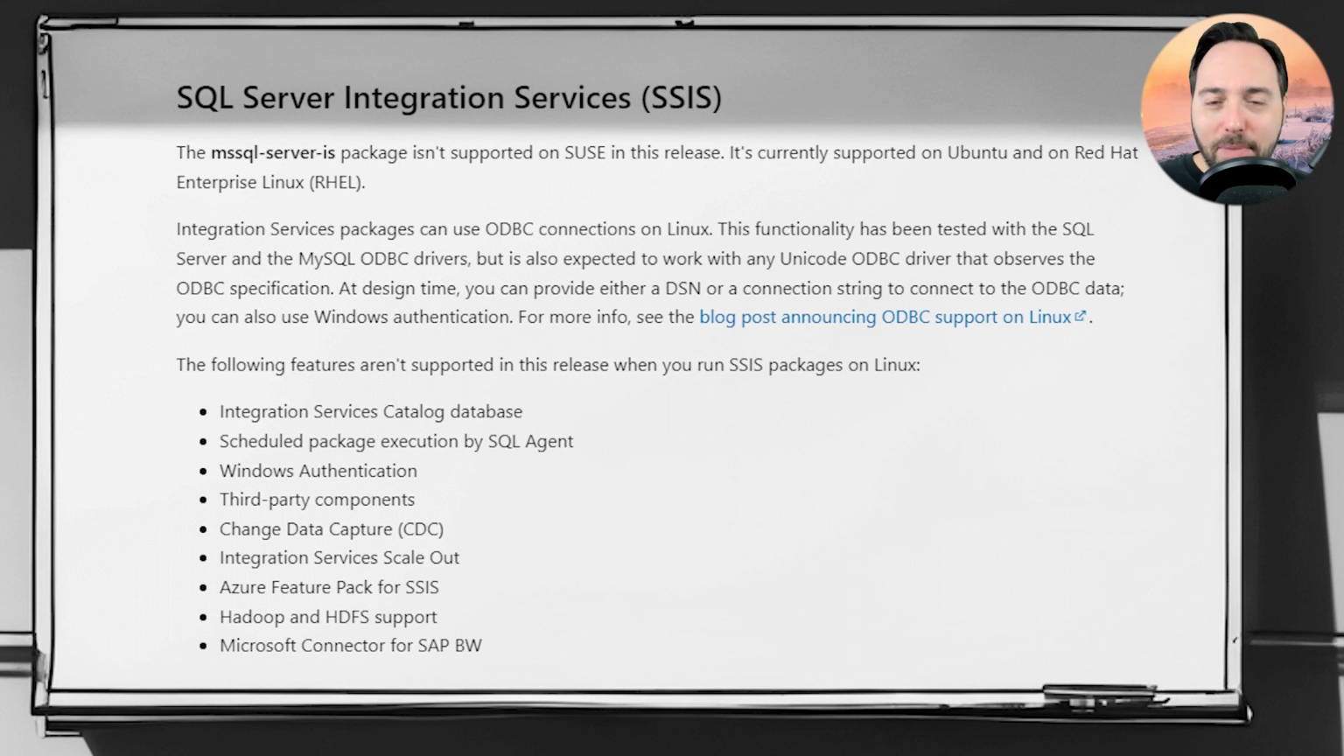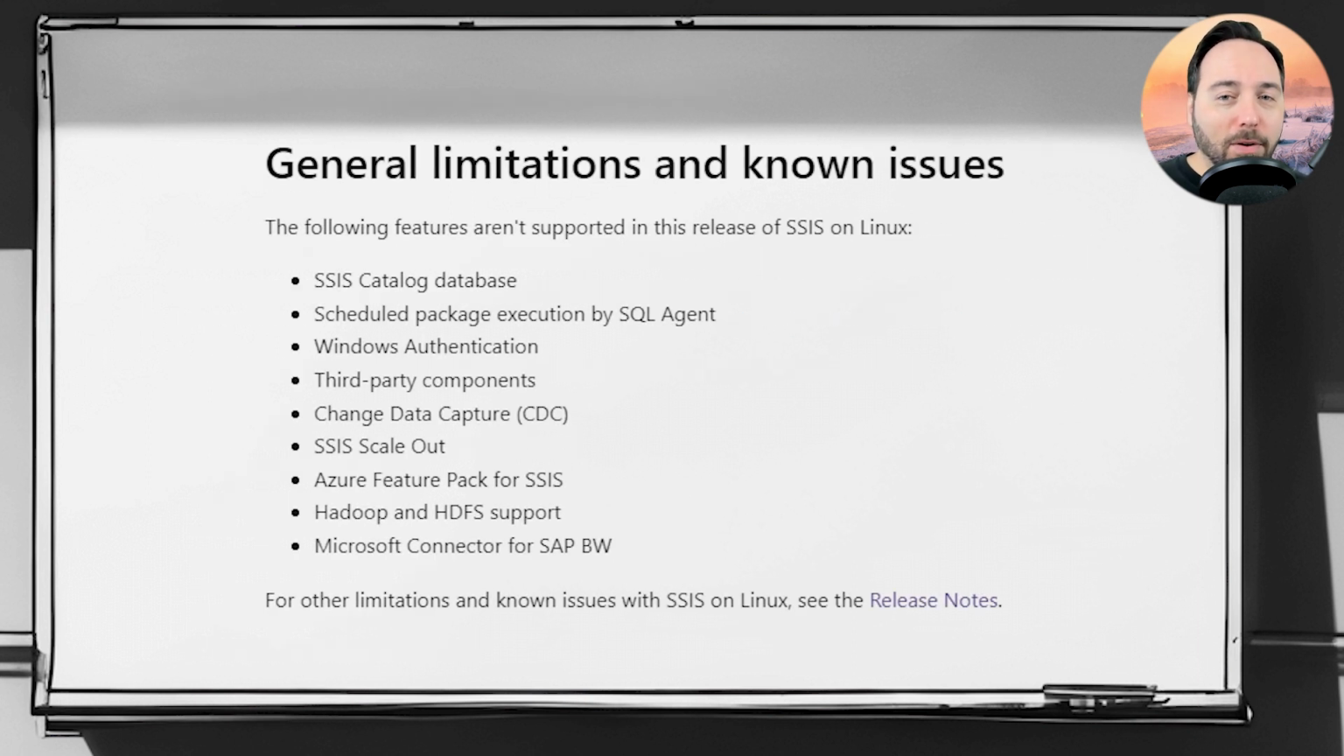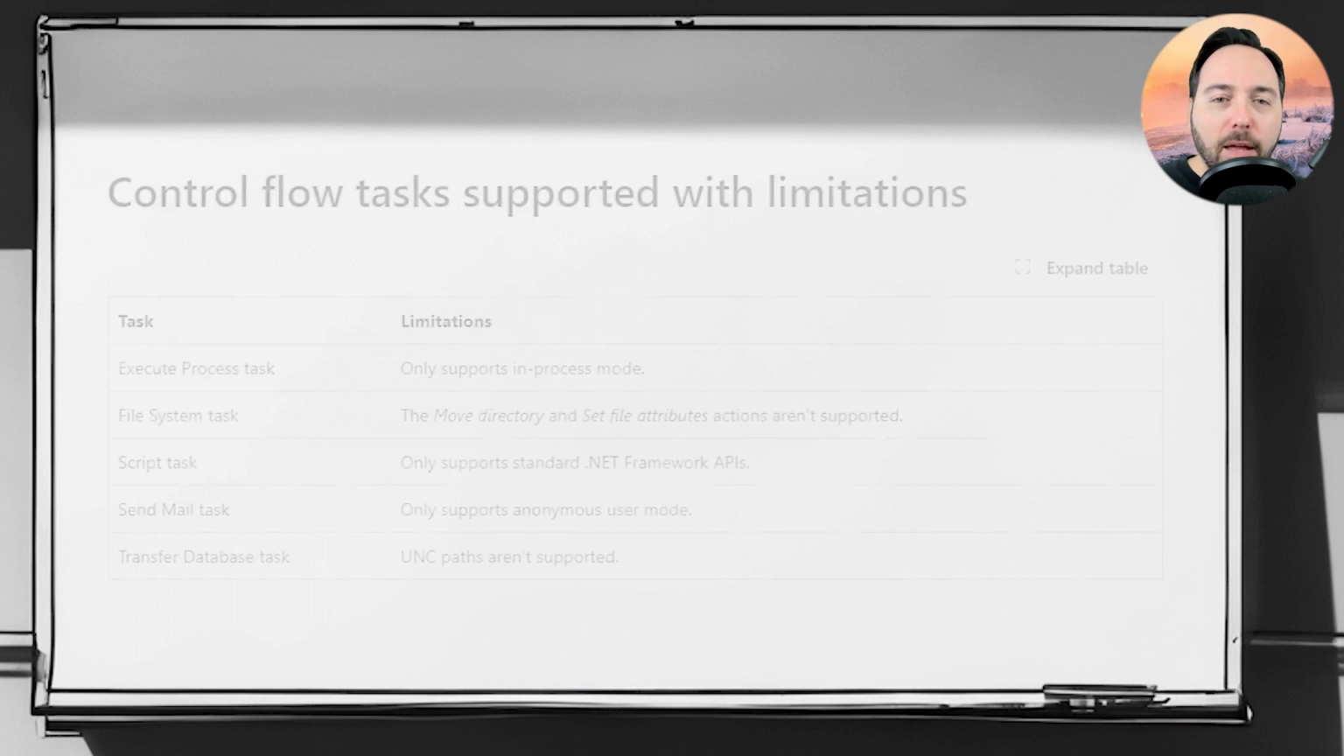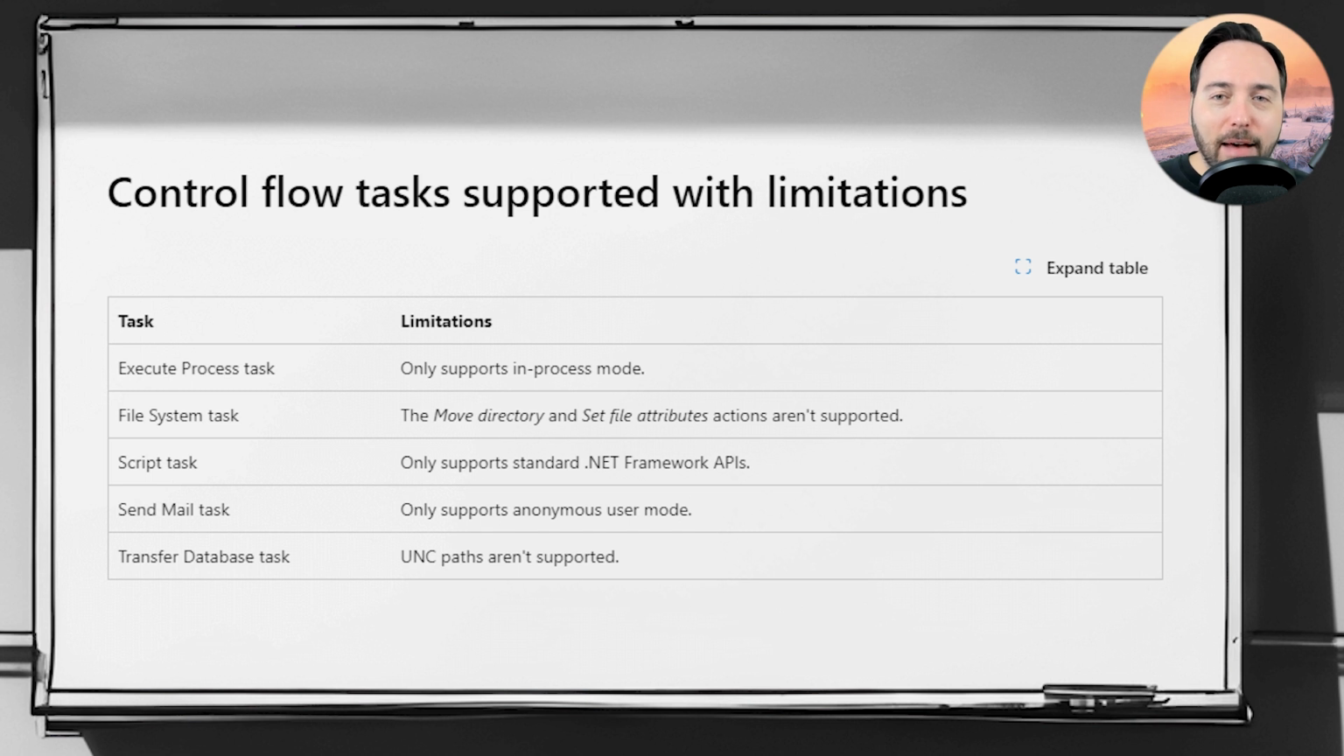All right, time to stop beating up on SQL Server's redheaded stepchild. Let's go take a look at what we can do with SSIS. The first thing we're greeted with is a similar general limitations section, but we already know about these problems, so we can move on. Next up is a list of supported control flow tasks. These are some of the more useful ones: bulk insert, data flow, execute SQL, execute T-SQL, and the like. There are also some control flow tasks that have limited support, and we can see what the limitation is for each. I haven't used execute process before, but file system and script are typically useful ones.